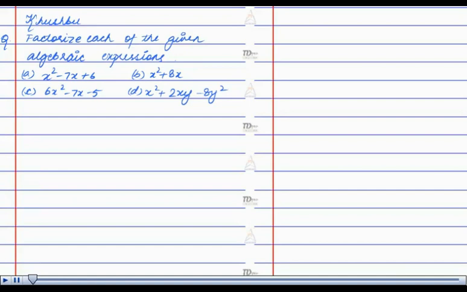Hello, I am Khushbu. The question is, factorize each of the given algebraic expressions: a, x square minus 7x plus 6; b, x square plus 8x; c, 6x square minus 7x minus 5; d, x square plus 2xy minus 8y square.